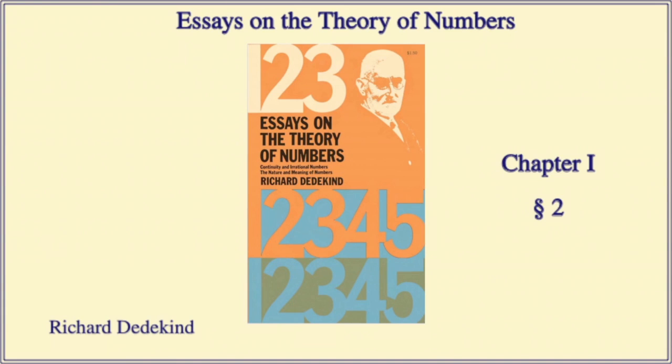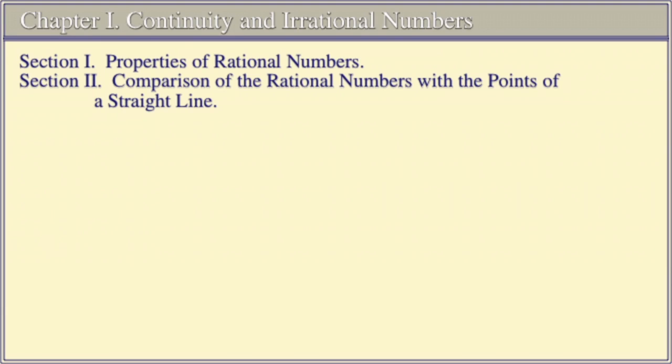Essays on the Theory of Numbers by Richard Dedekind. Chapter 1, Continuity and Irrational Numbers. Section 2, Comparison of Rational Numbers with the Points of a Straight Line.